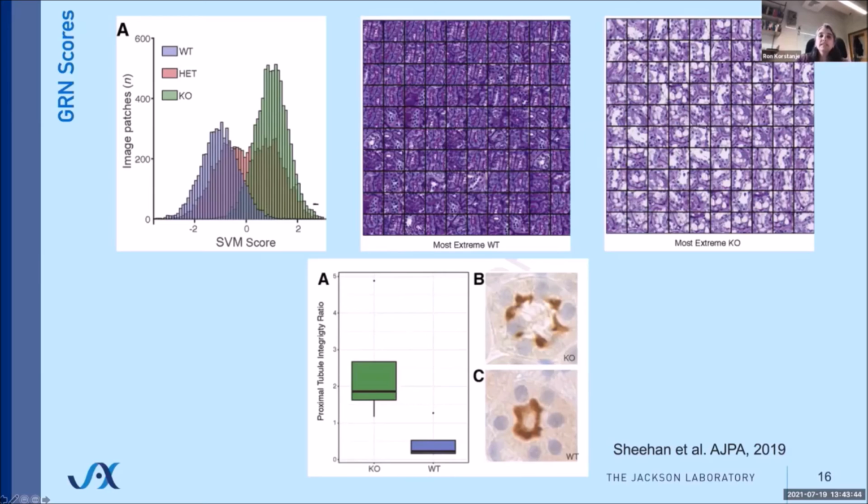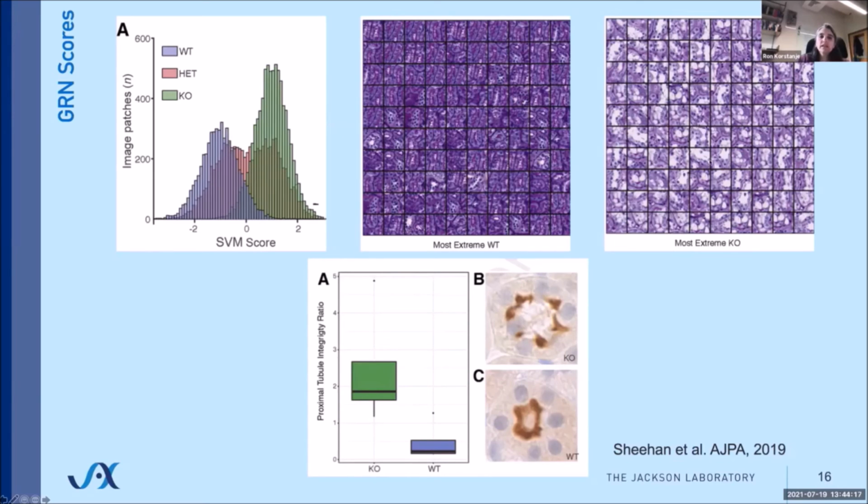When we go in and we look at examples of images that fall into the two extremes of these categories, we see that the more extreme wild type images all have denser tissue. They have more nuclei that are tightly packed and no real presence of vacuoles. The more extreme knockout animals have these vacuoles or holes in the tissues. The tissue itself is less dense. The nuclei don't stain as punctately, and there are fewer of them.